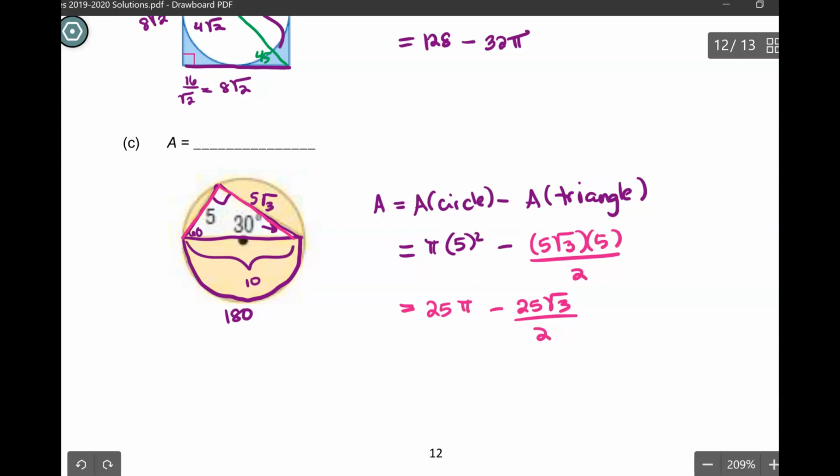So that's our exact answer. Not very pretty. And then we'll plug it all into the calculator. So 25 pi minus 25 times the square root of 3. Divide that by 2. And I get 56.88, so 56.9.